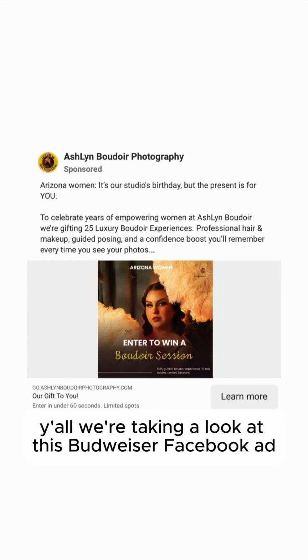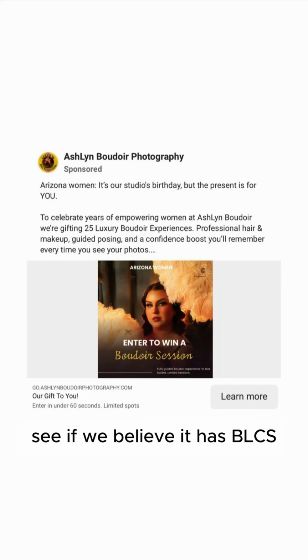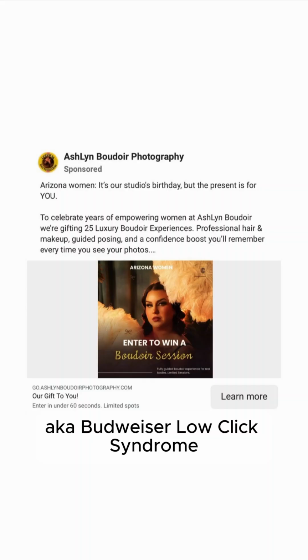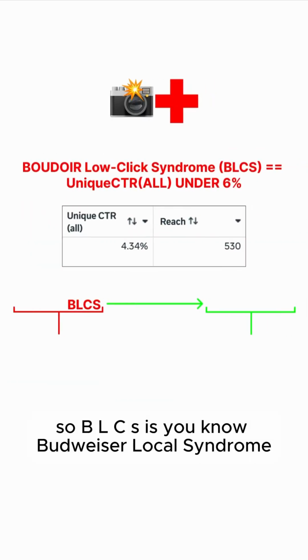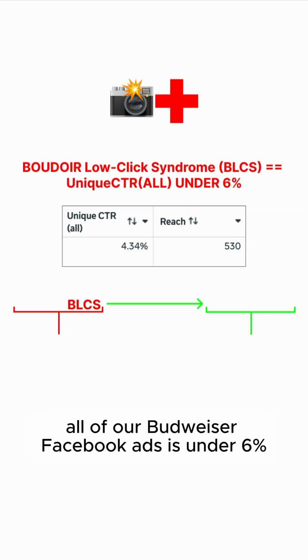All right, y'all, we're taking a look at this Boudoir Facebook ad. Gonna check it out, diagnose it, see if we believe it has BLCS, aka Boudoir low click syndrome. So BLCS is Boudoir low click syndrome. That's when the unique CTR on all of our Boudoir Facebook ads is under 6%.